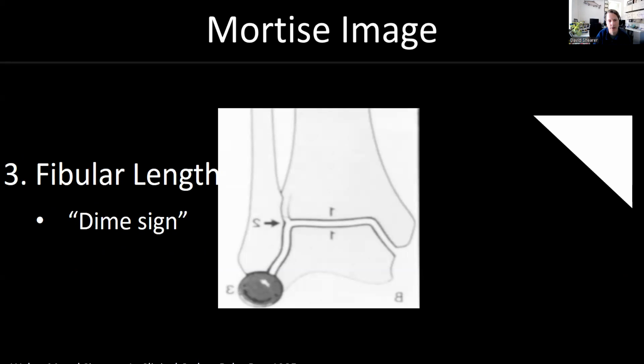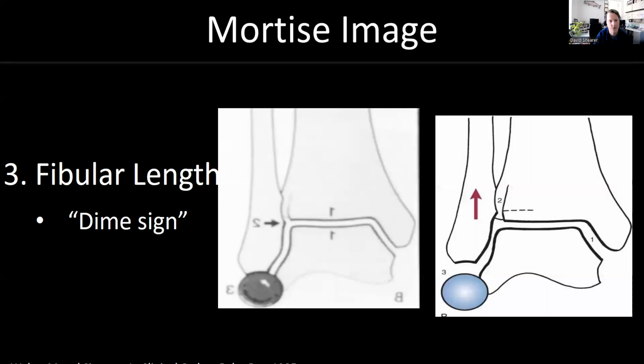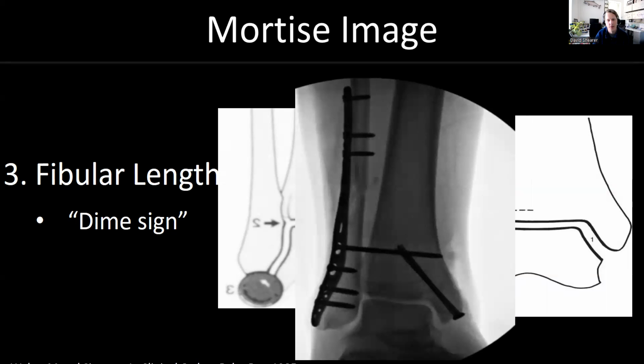On the mortise, we also often look at fibular length, which can be disrupted by an unstable fracture. There are several different measures for this. One is shown here, which is the dime sign, which is a relationship between the distal tip of the fibula and the lateral process of the talus, shown here. When there's shortening of the fibula, this line, which is somewhat like a Shenton's line, is disrupted. Here you can see a fracture after fixation, where you can imagine where this dime sign might lie. Now, in my personal experience, this is probably the least reliable measure of length.